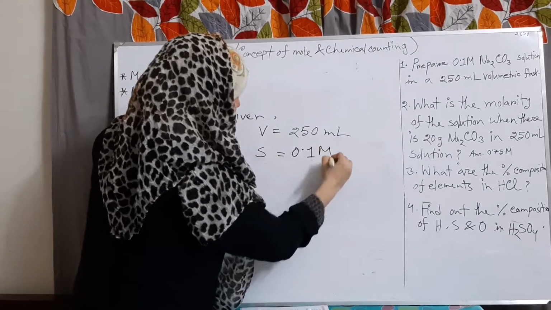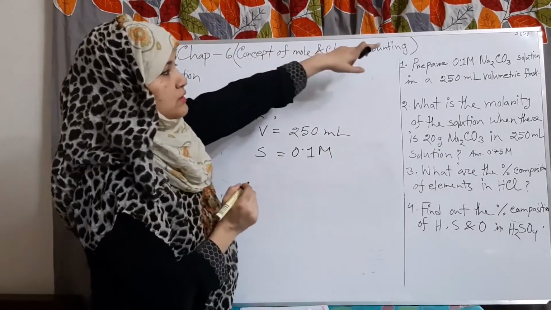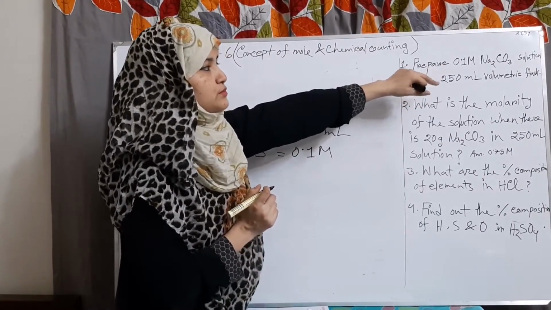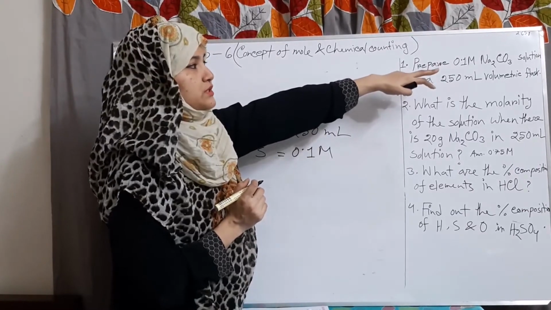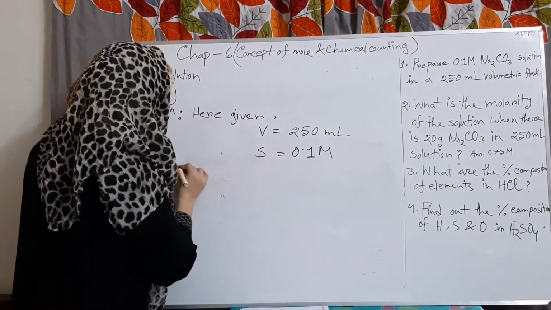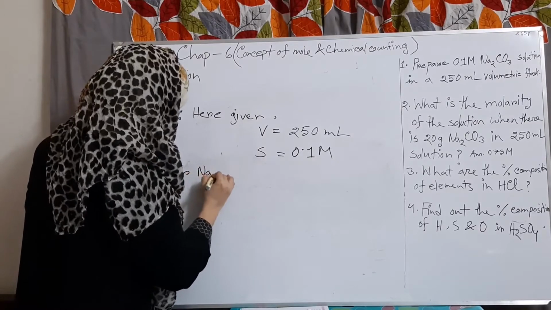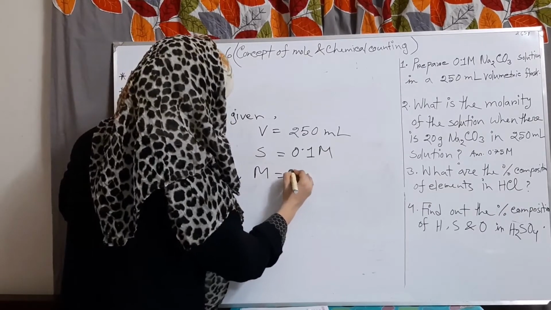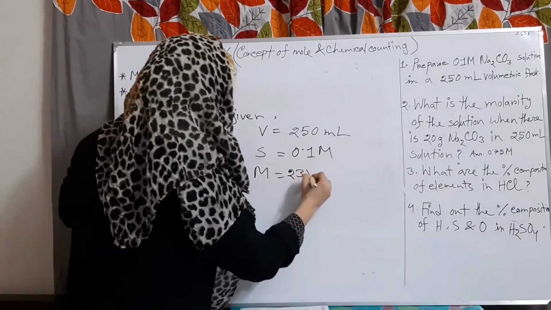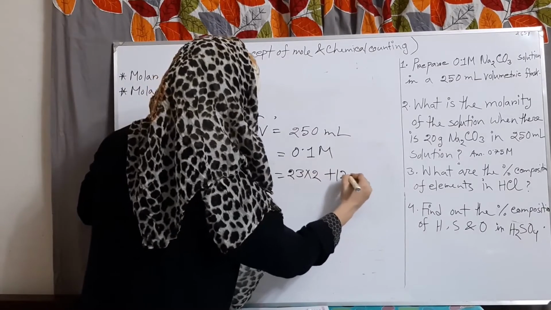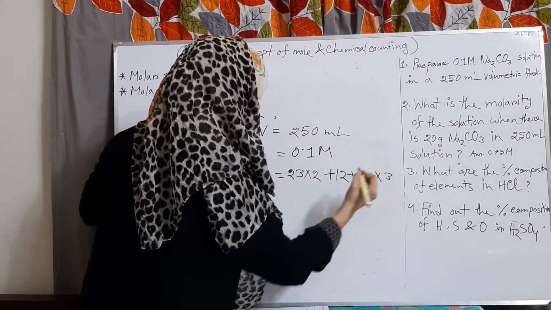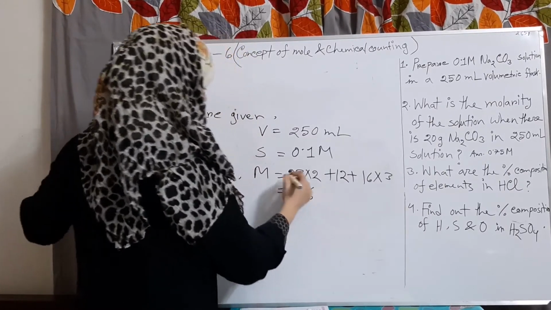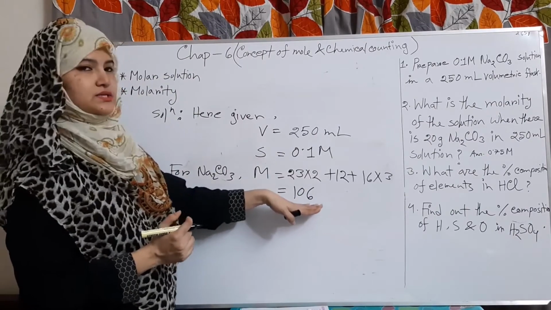S1 is equal to 1 molar, and the molecular formula is given, sodium carbonate, so you have to calculate its molecular mass. The atomic mass of sodium is 23 into 2, plus carbon 12, plus oxygen 16 into 3 atoms, and this will be 106. Molecular mass is 106.